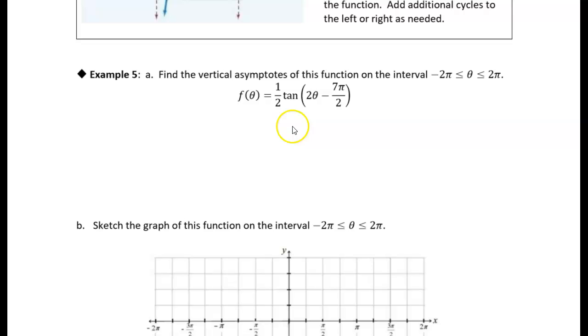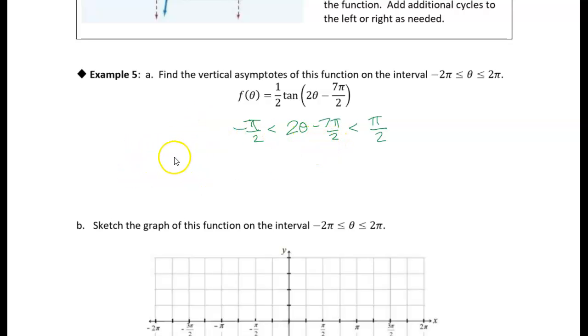Okay, so I'm going to take this 2 theta minus 7 pi over 2, and I want to solve this inequality. So I want to find the theta values that are between pi over 2 and minus pi over 2. Okay, that's where my asymptotes normally are. And that's the input to the tangent function. So what am I going to do? I'm going to add 7 pi over 2 to both sides. Or to all sides, I guess.